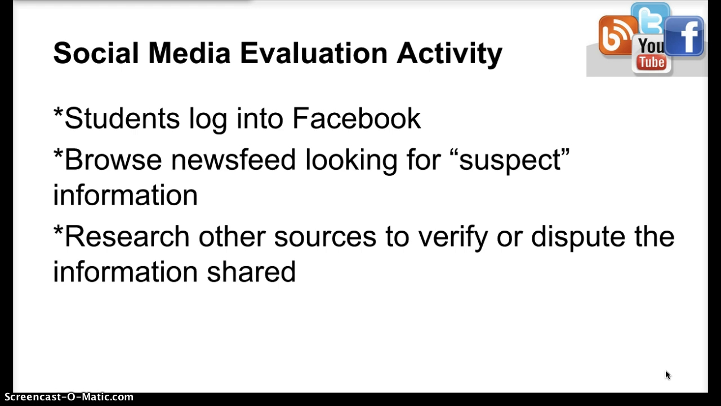You can teach them about Snopes, PolitiFact, and some of those other sites out there to fact check. I do always have a few articles on hand for students who don't have a Facebook account or aren't comfortable logging in for some reason. That's something to keep in mind if you're worried about that happening. But most students have Facebook and are more than willing to go in and look at their friends' pages for suspect information.